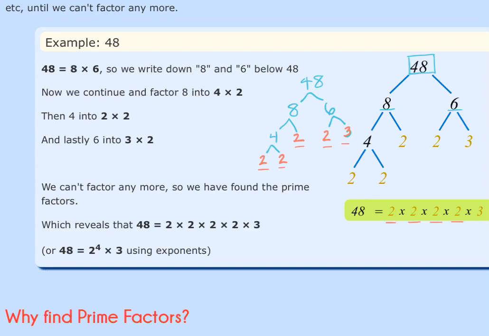I like doing the underlining just because it kind of gives me a nice stopper. So when I don't have the underline, I know I can keep breaking it down. And then as we talked about, when you have a bunch of 2's, you can write them as 2 to the 4th power because that's exactly what exponent means. And then the 3 was by itself, so just times 3.